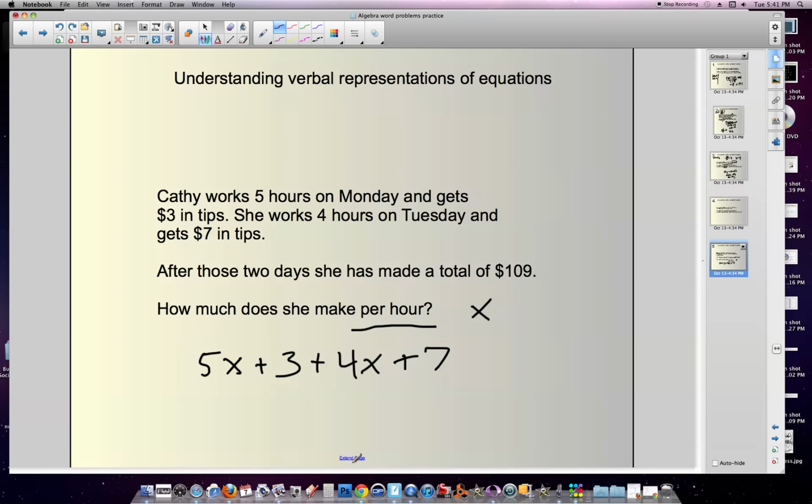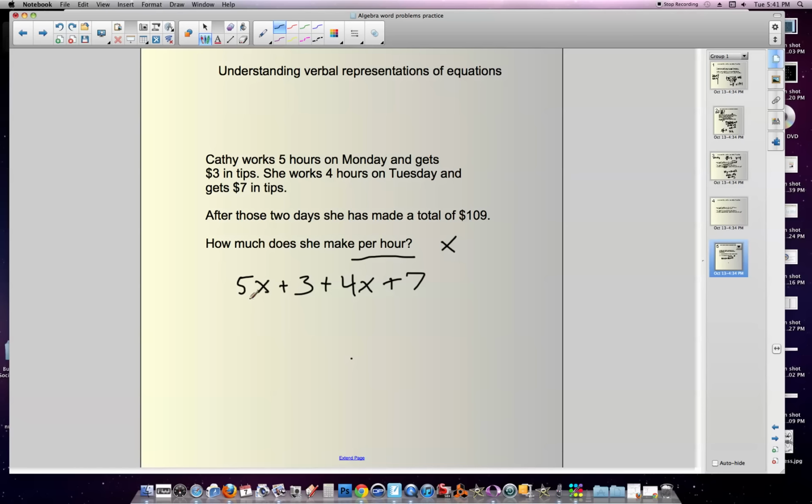So now I can combine like terms. I can say, okay, well, she worked a total of 9 hours, right? So I can take 5x and 4x and say she made a total of 9 times what she makes in 1 hour. And she got a total of $10 in tips. I've now simplified this expression. And I'm told that after 2 days, she made a total of $109. Well, something plus 10 equals 109. That means that something, the 9x, must be equal to 109 minus 10, which would come out to be 99.